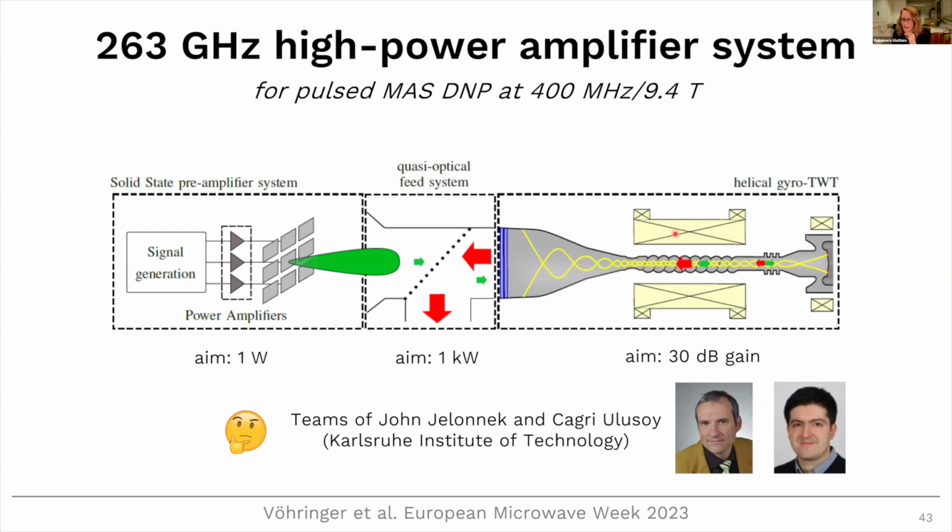For the amplifier, the idea is to use a helical interaction structure. And this is also new at this high frequency. There are some precedents at lower frequencies, but an interaction structure that can amplify microwaves at this small wavelength and high frequency has not yet been shown.